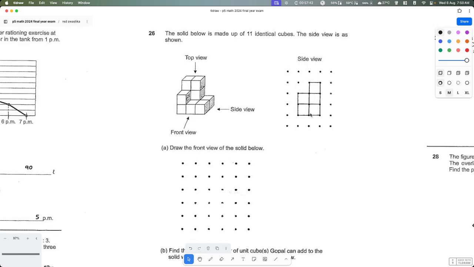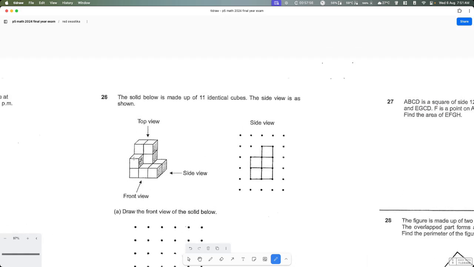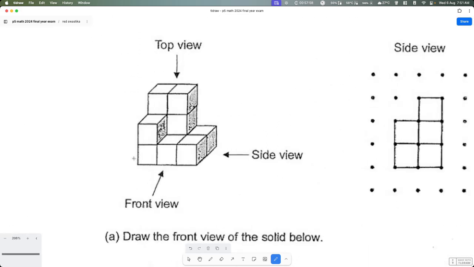Okay, let's move on. Question 26 over here. The solid below is made up of 11 identical cubes. The side view is as shown below. That's what you see. Okay, they've drawn the side view for us. Great. Okay, what is the front view? Let's draw the front view.